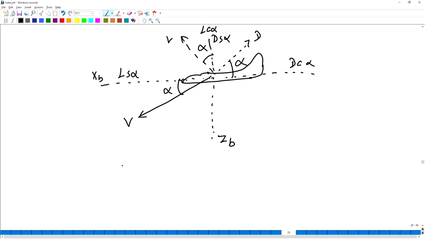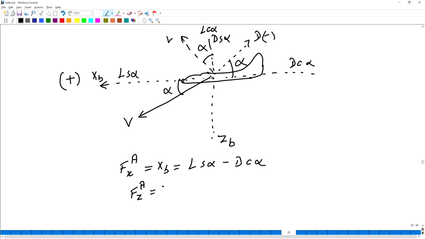So finally we can write the forces in the x direction, aerodynamic forces to be specific: L sin alpha minus D cos alpha. So this direction is actually positive, and similarly drag is acting in the opposite direction, so this is negative. Similarly we write FzA along ZB: minus L cos alpha minus D sin alpha.